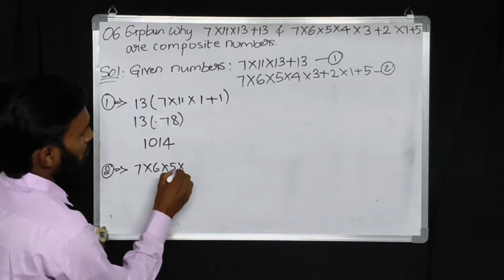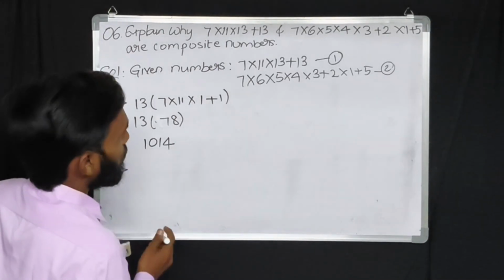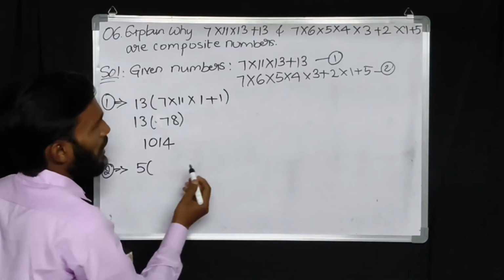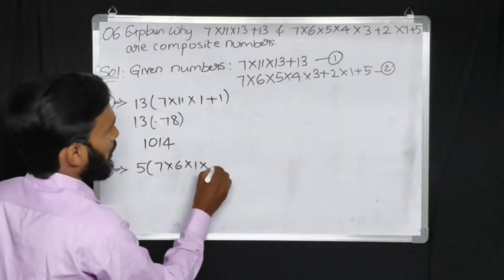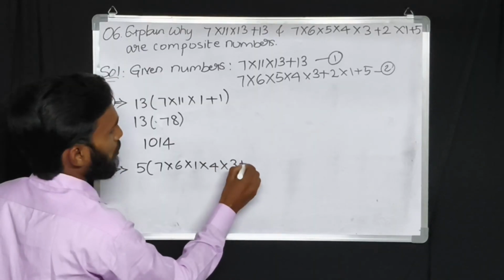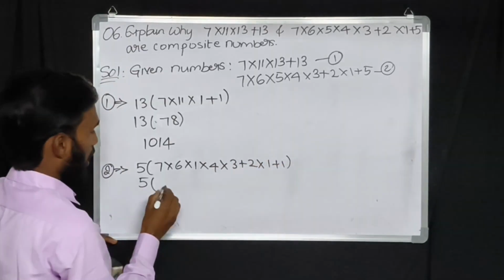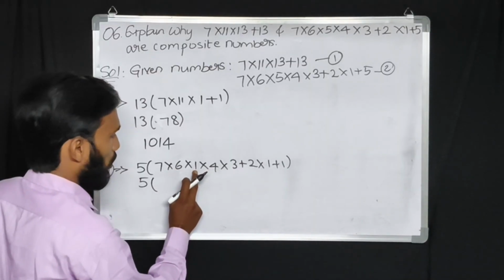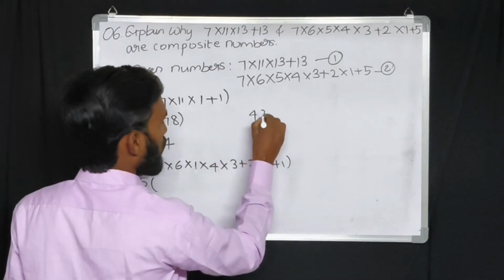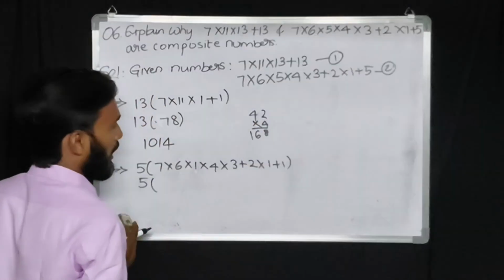Now, what is the answer of the first? Take the common term. What is the common term? Here the common term is 5. If you take out 5 as common, in 5's place we will write 1. 1 plus 1 now. Here 5. 7 6s are 42. 42 into 1, 42. 42 into 4, 2 fours are 8, 4 fours are 16, 168.